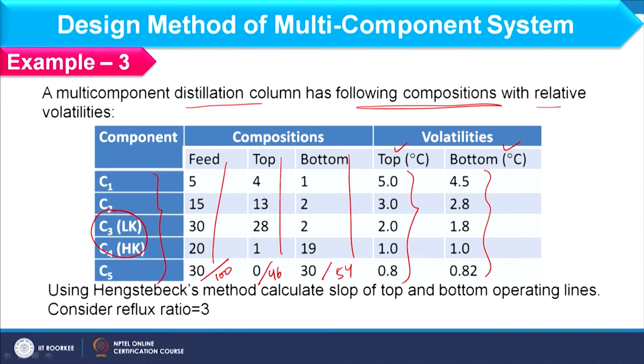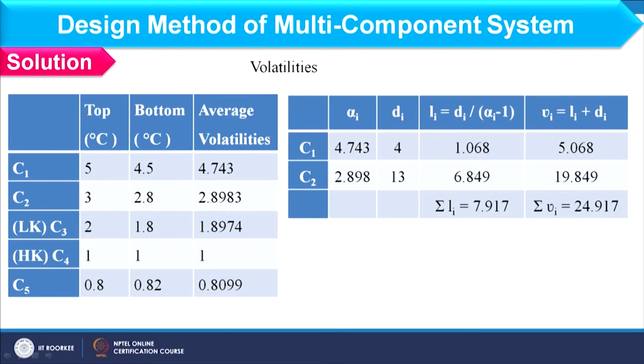So, what we have to do? We have to use Hengstebeck's method to calculate the slope of the top and bottom operating lines where the reflux ratio is considered as 3. So, in this way we need to find the top and bottom operating line slopes. Let us start using Hengstebeck's method. First of all we need to find the average volatility. These are basically relative volatilities, because corresponding to the heavy key we have the value 1. So, all these volatilities at top and bottom temperature are relative volatilities.